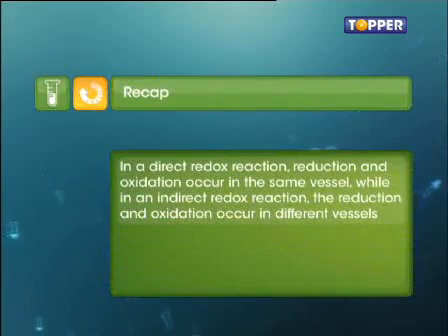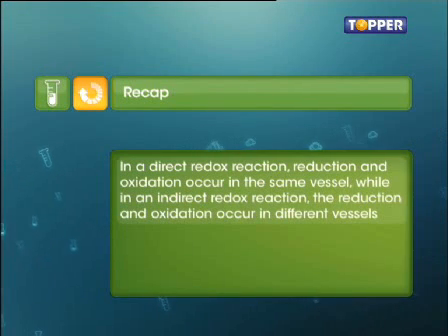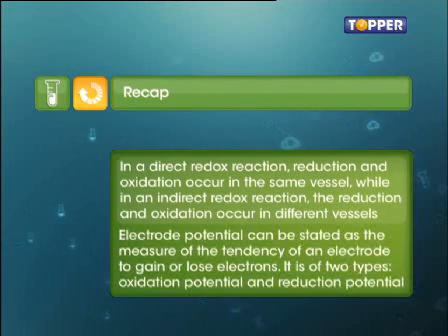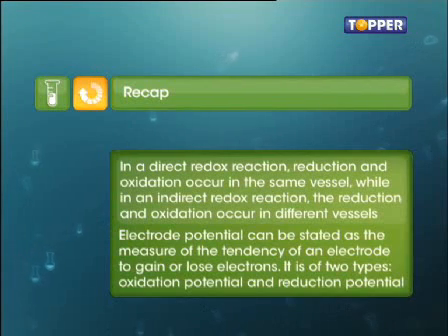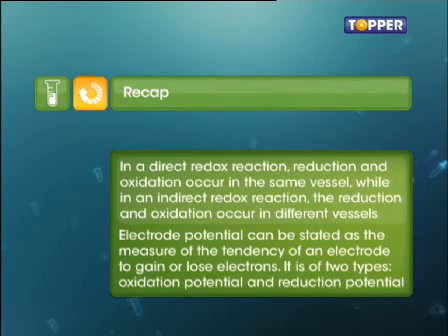Today, we learned that in a direct redox reaction, reduction and oxidation occur in the same vessel, while in an indirect redox reaction, the reduction and oxidation occur in different vessels. Electrode potential can be stated as the measure of the tendency of an electrode to gain or lose electrons. It is of two types: oxidation potential and reduction potential.